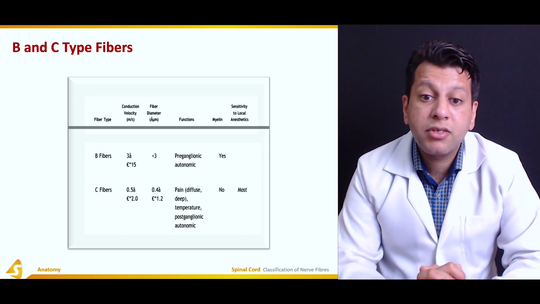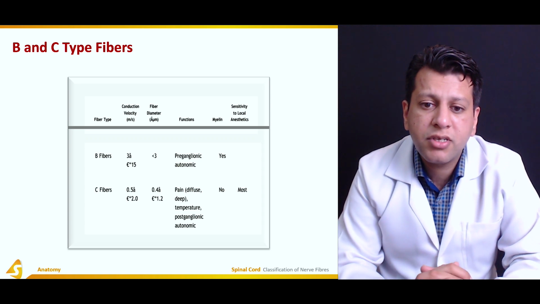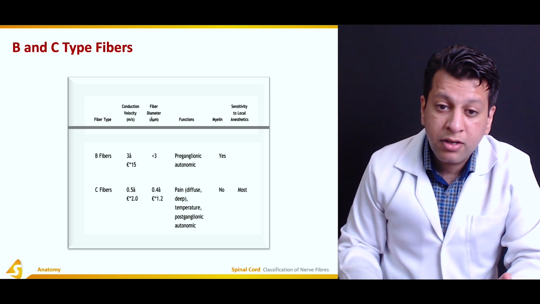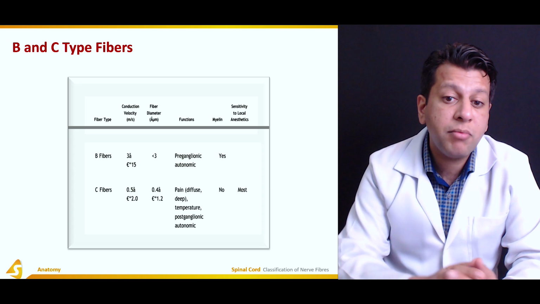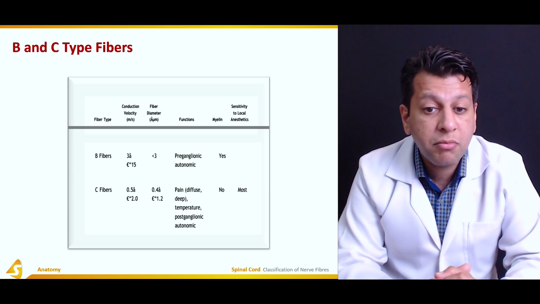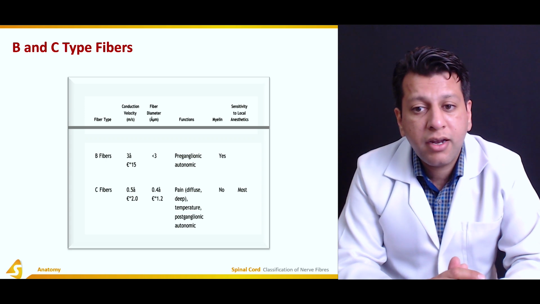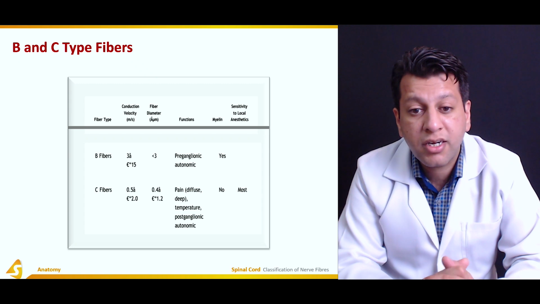Coming to the B type and C type fibers, if you compare their conduction velocity to the alpha type, which was 70 meters per second, B type are just 3 meters per second and C types are 0.5 meters per second. And as you can appreciate over here, only C type fibers are non-myelinated.